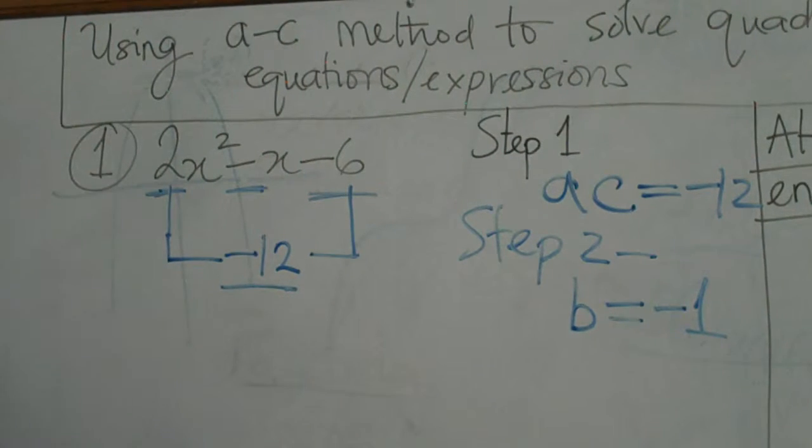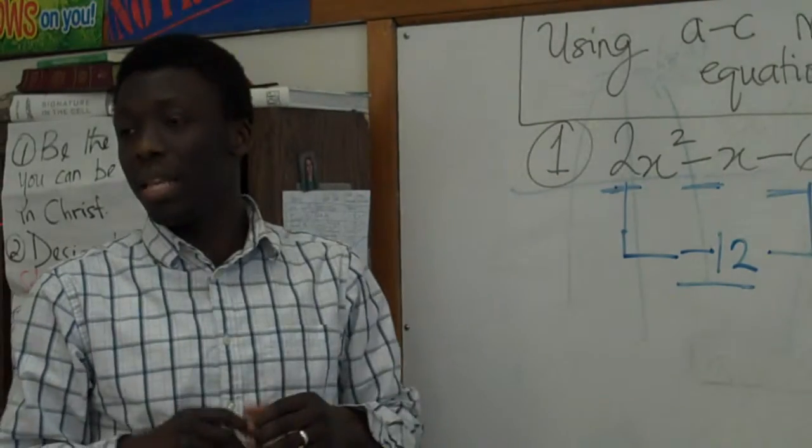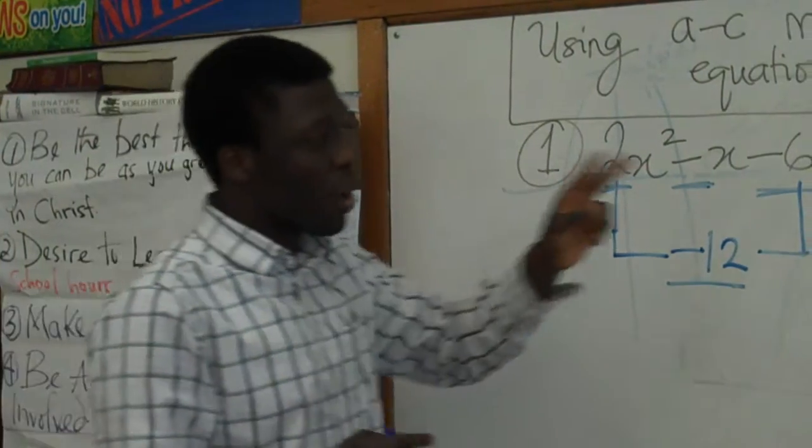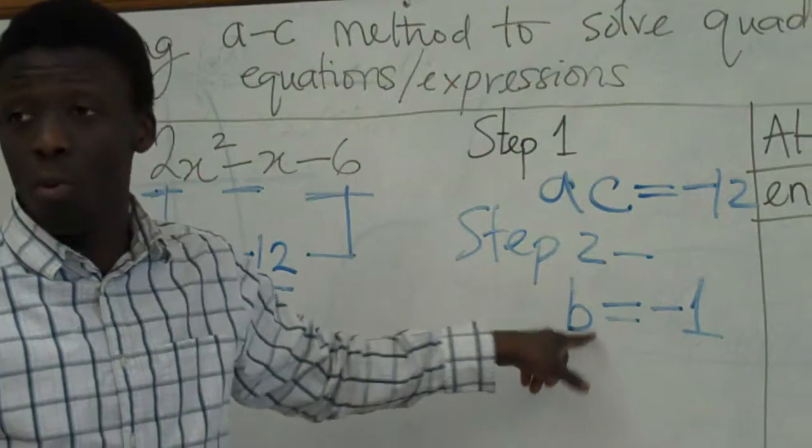The next step is the more interesting step. In the third step, you want to find two numbers that when you multiply them together give you minus 12, and when you add them, give you minus 1. So two numbers that multiply to give you your AC, and when you add them, they give you B.